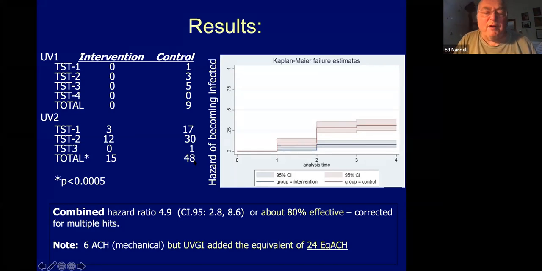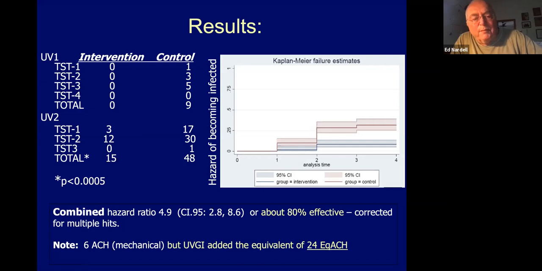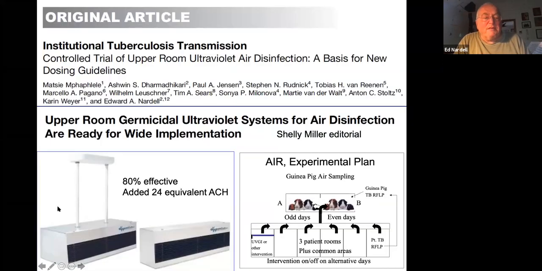At the end of all these months of exposure, there were 57 guinea pigs infected in the control rooms, and only 15 infected in the rooms with the UV on in the upper room. It's about 80% effectiveness, very similar to what ESCOM found in Peru, the equivalent of adding 24 air changes to the 6 mechanical air changes that were in that facility. This is the paper showing that these kinds of fixtures resulted in those kinds of results.